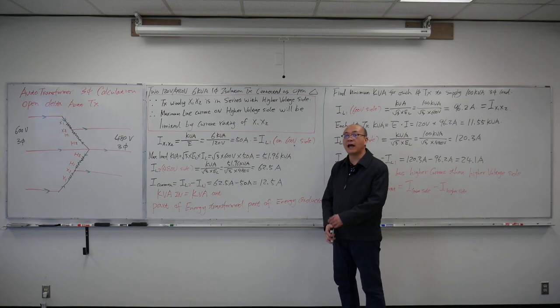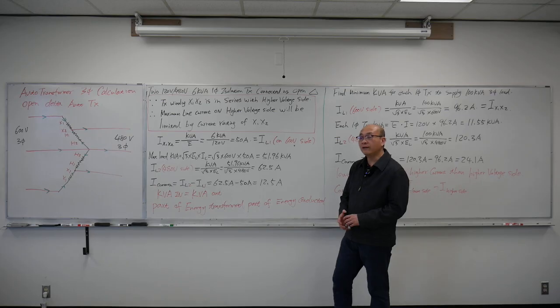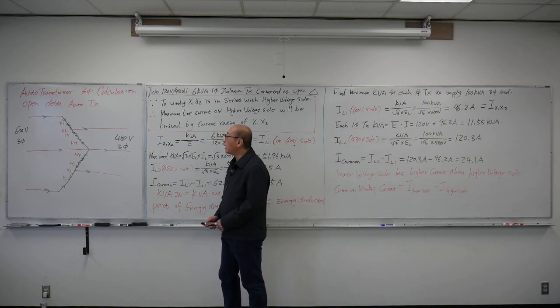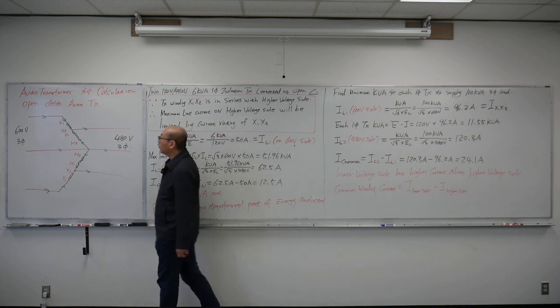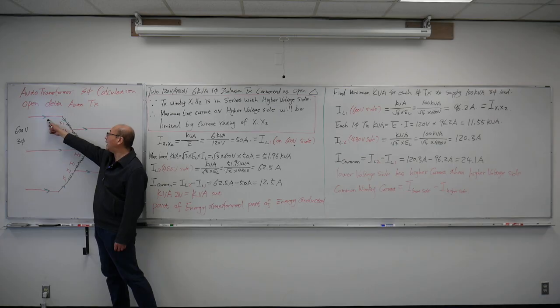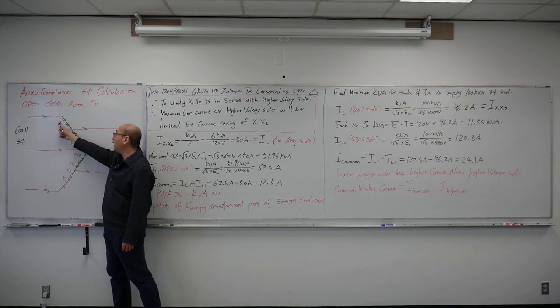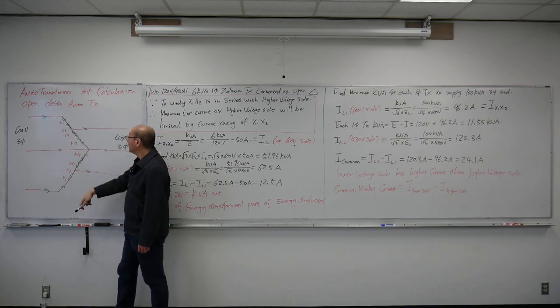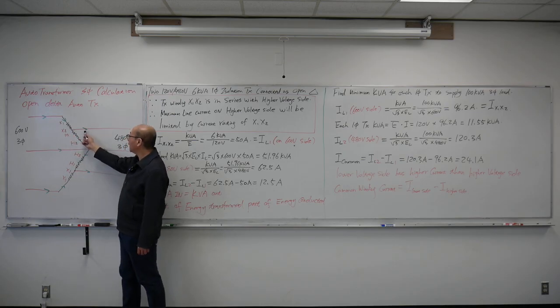Now let's look at the calculations. For this three-phase open delta auto transformer, the first thing we have to look at is the current direction. My high voltage side line current coming in has to go through this winding X1, X2. Then on the low voltage side, the current is going to come out from here.